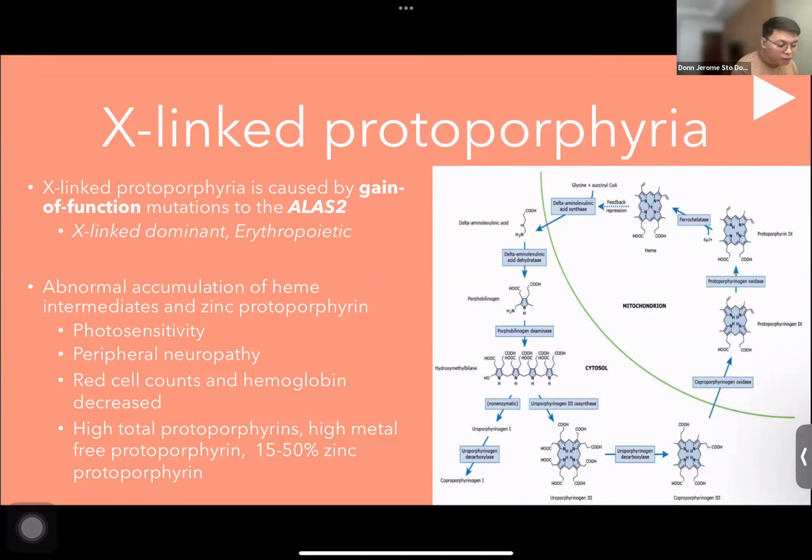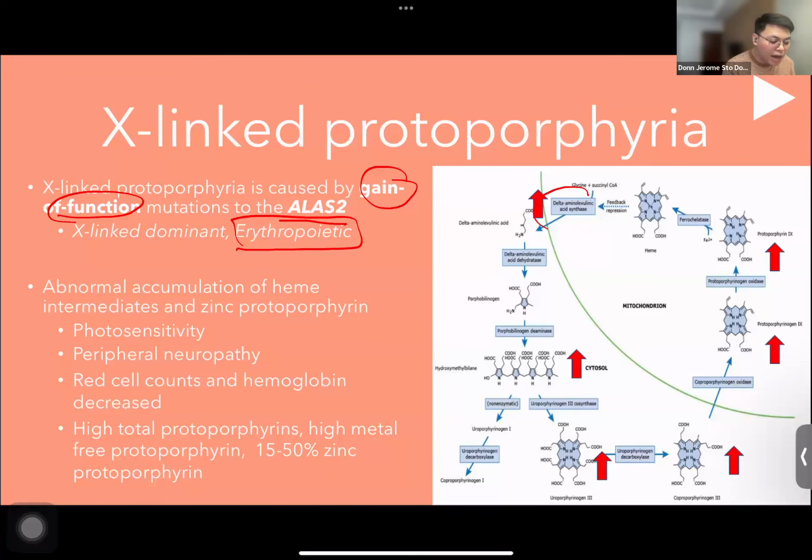In X-linked protoporphyria, this is a gain of function mutation in ALAS2. Di ba sabi natin kanina may dalawang isoform ang ALAS, ALAS1, ALAS2. ALAS2 is specifically encoded in the X chromosome in the erythrocyte precursor cells. Tama po ba? So the organ primarily affected are your premature RBCs. Excuse me. So anong problem dito?